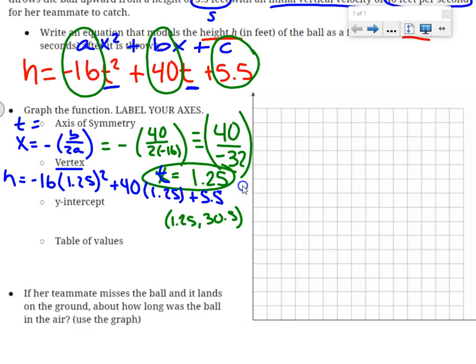Y-intercept, if you remember, y-intercept is 0, c. So if we look up here, our c is 5.5, so the y-intercept is 0, 5.5.